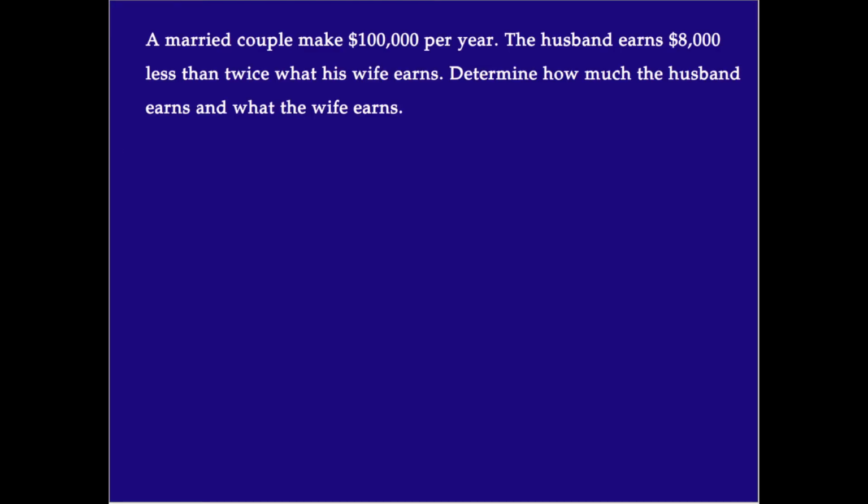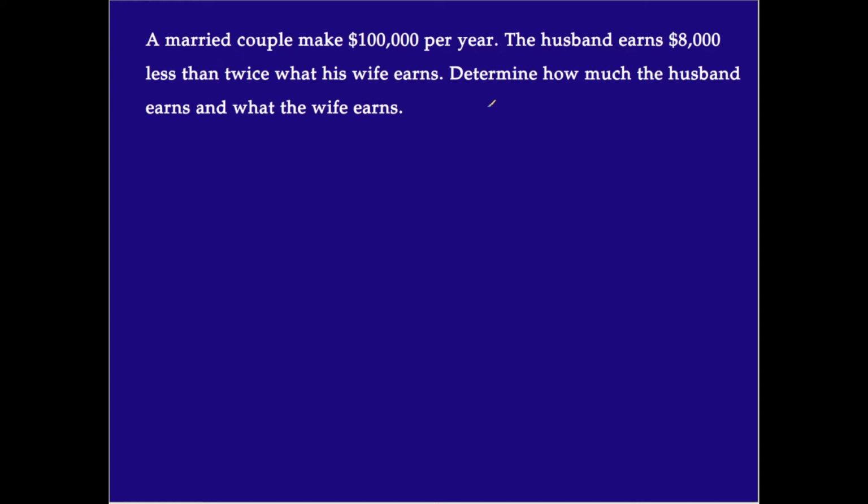So here it is. A married couple makes $100,000 per year. The husband earns $8,000 less than twice what his wife earns. Determine how much the husband earns and what the wife earns.